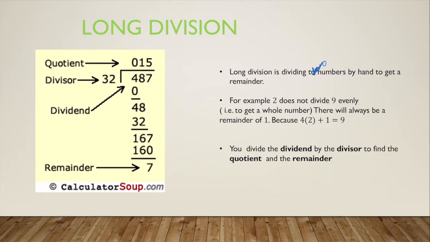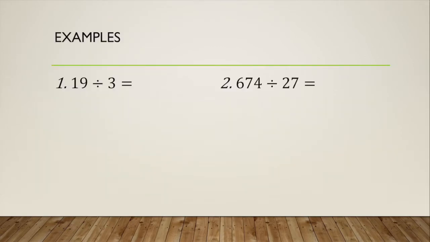So for example, 2 does not divide 9 evenly, i.e. you don't get a whole number, right? There's always a remainder of 1. You divide the dividend, that's what's under this symbol, by the divisor to get the quotient, right? The quotient is what we get when we divide, and a remainder. So let's work through some examples of how long division works. I've got 2 examples on this next slide, but we're going to do more.